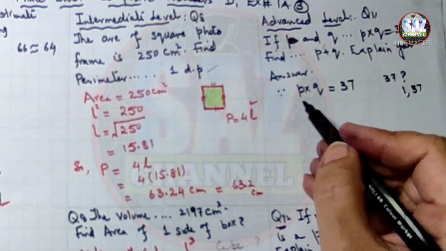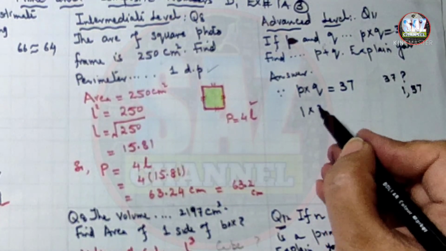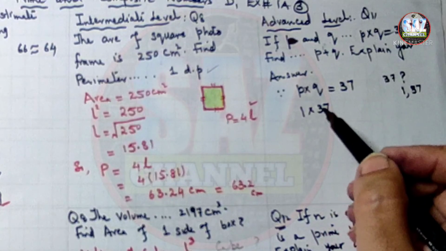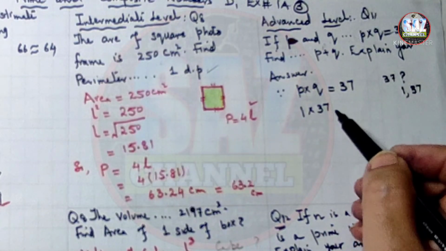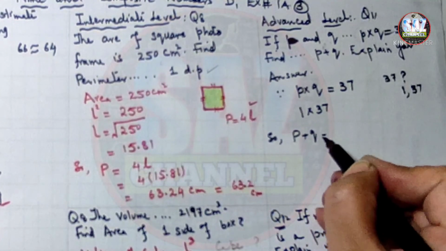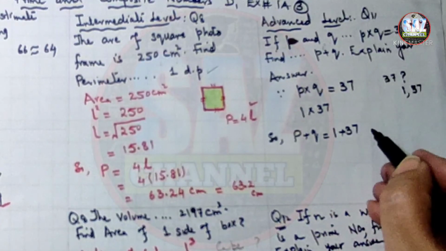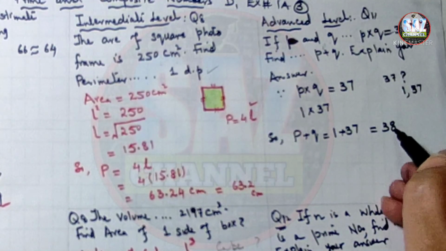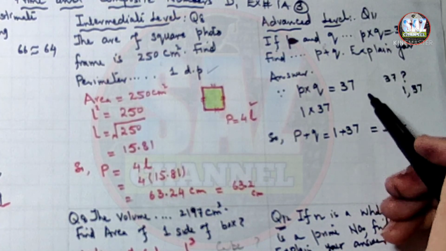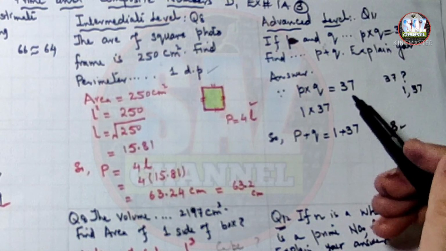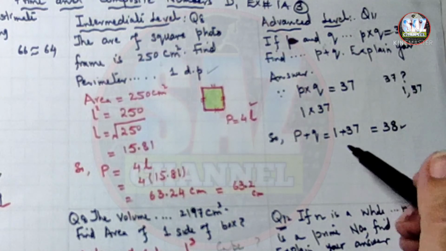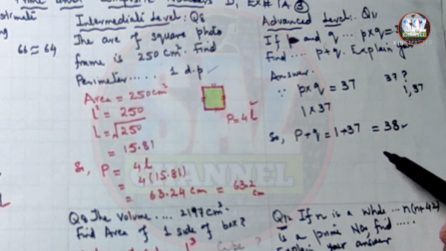So P will be equal to 1 and Q will be equal to 37, or we can interchange their positions, but P and Q can only take these two numbers. That will give me the answer 37. So P plus Q will be equal to 1 plus 37, which is equal to 38. And the explanation is that the product of the numbers is 37, which is a prime number, and all prime numbers have only two factors, one is the number 1 and the other is 37. So the required values of P and Q are 1 and 37.